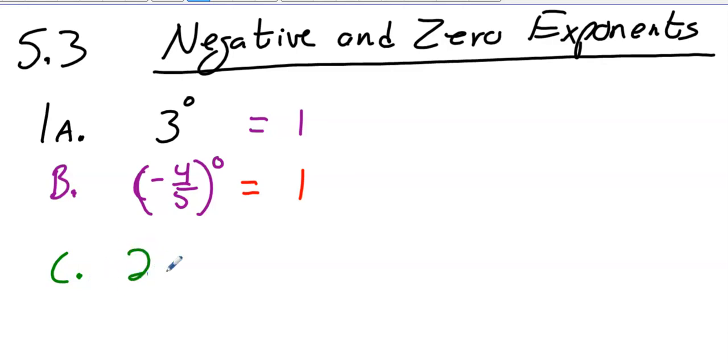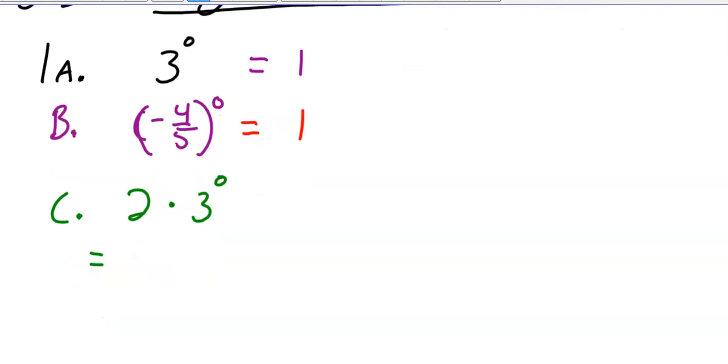Okay, now here's where they kind of start tacking on a little bit extra to it. What if it was 2 times 3 to the 0 power? Again, here's where you go back to your old order of operations where you do the parentheses first, which we don't have any. You do your exponents next. So you've got 3 to the 0 power, which is 1. So now we've got 2 times 1, so that would make it 2.